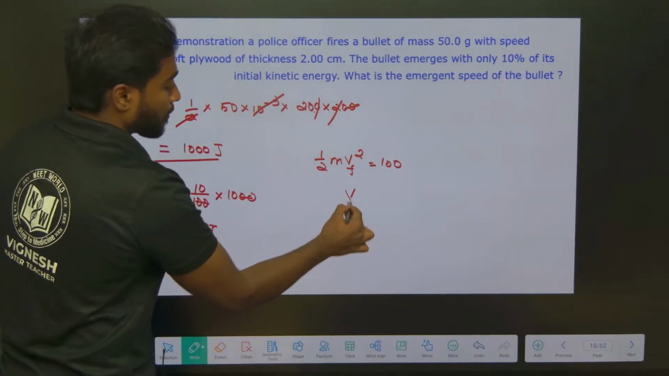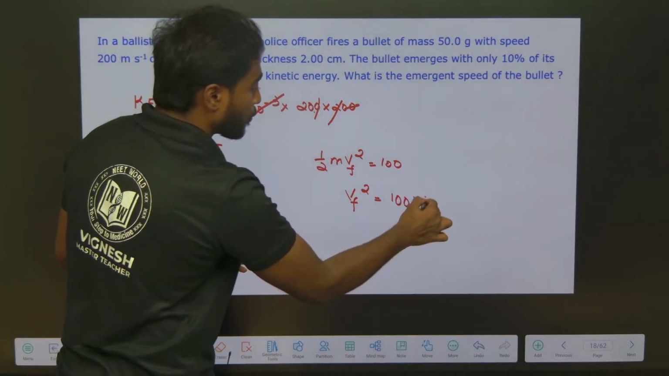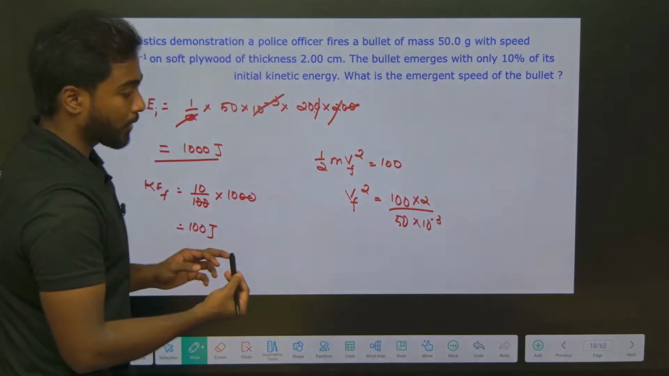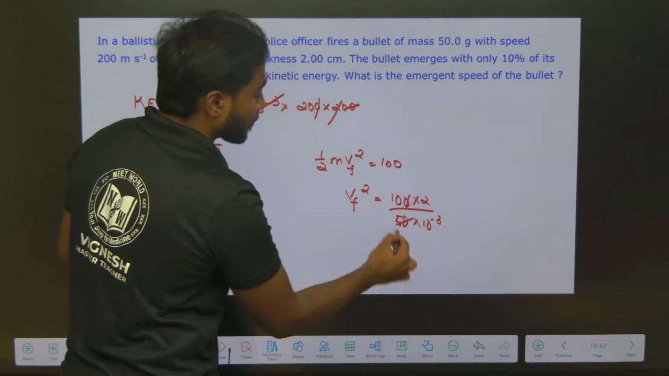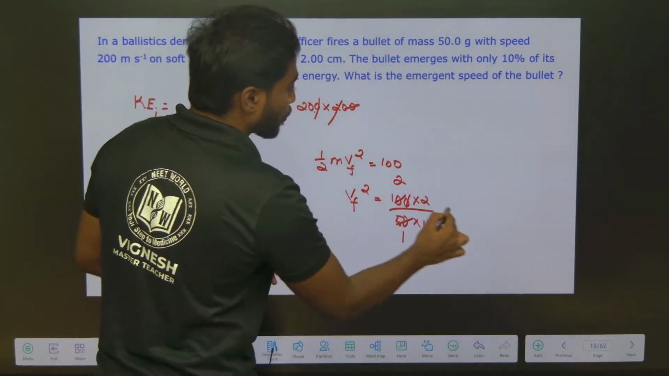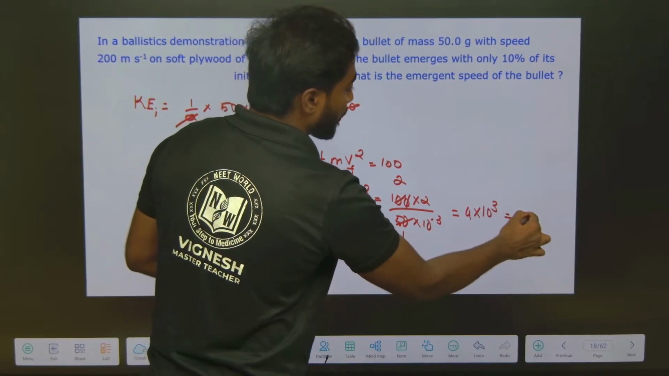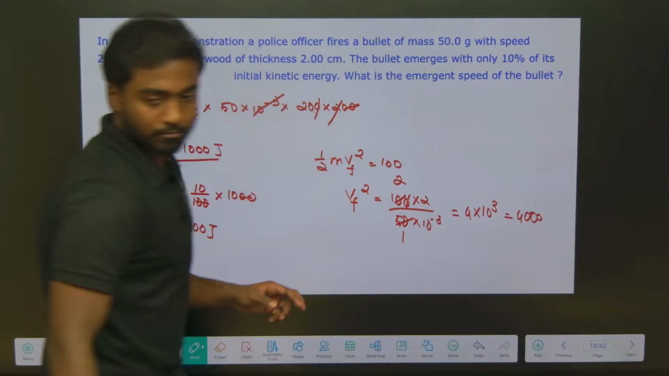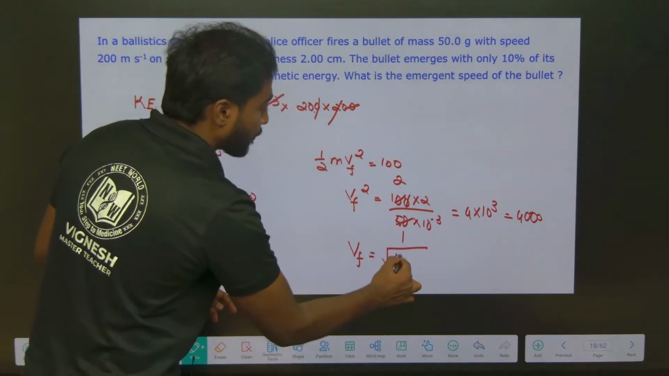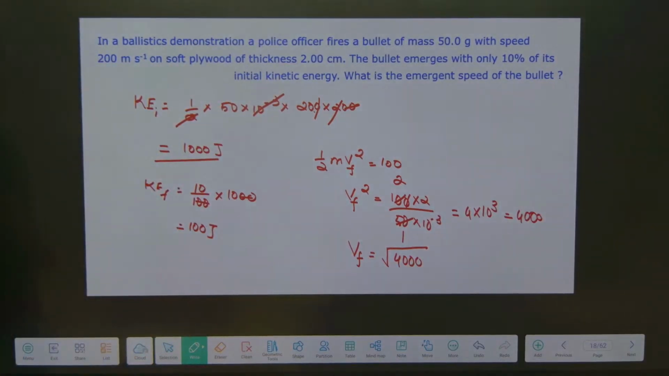So v final square will be equal to 100 into 2 by 50 into 10 power minus 3. Okay, so this one is 1 times and this is 2 times, I'll say. So 2 to 4, no? 4 into 10 power 3, which is nothing but 4000. So final velocity will be equal to under root of 4000. That's it.